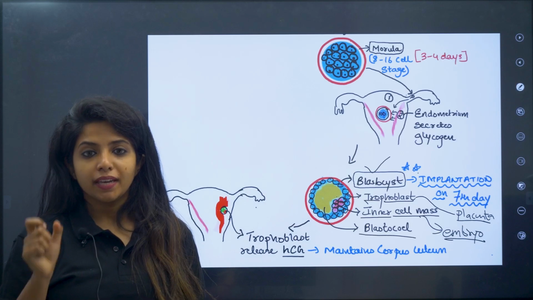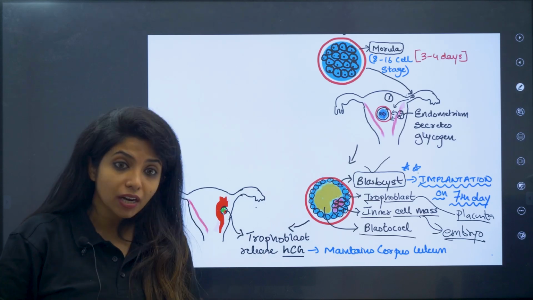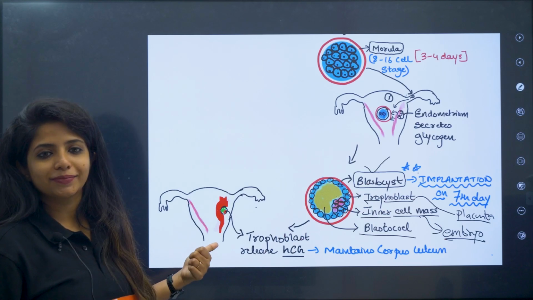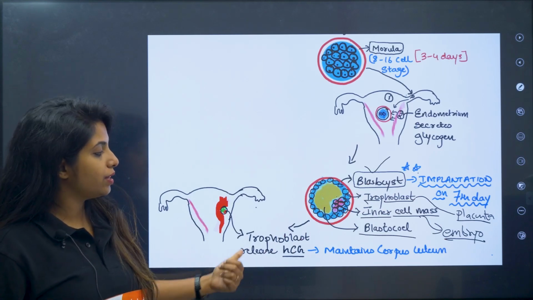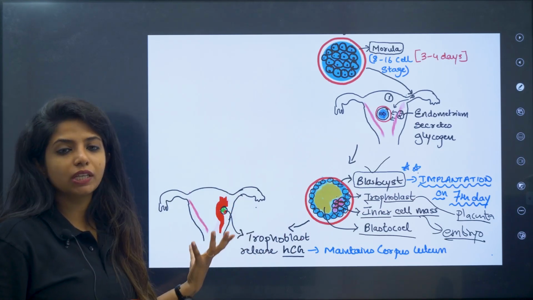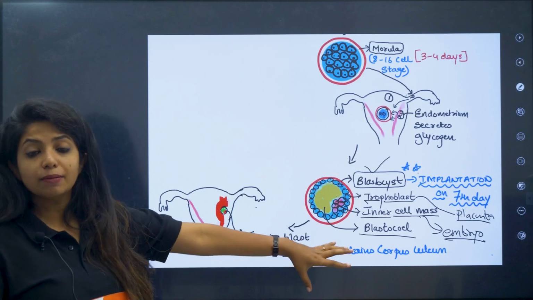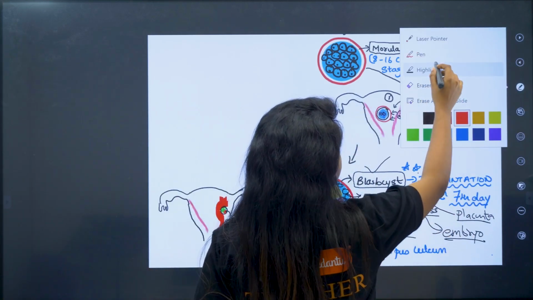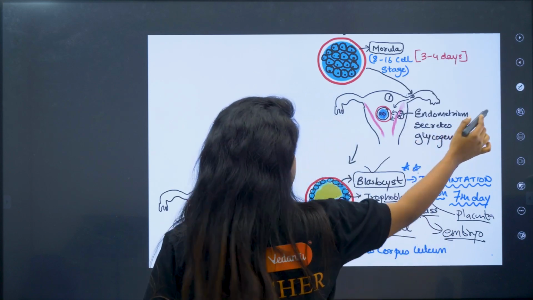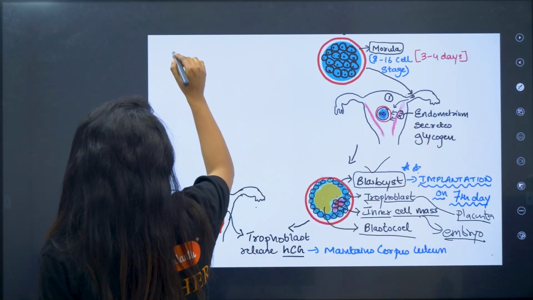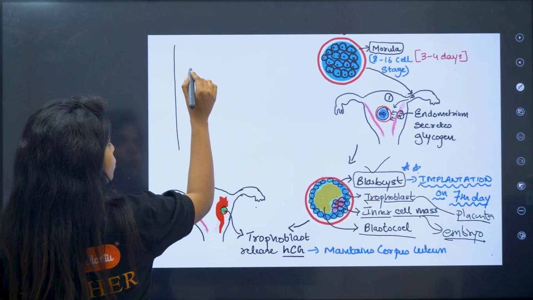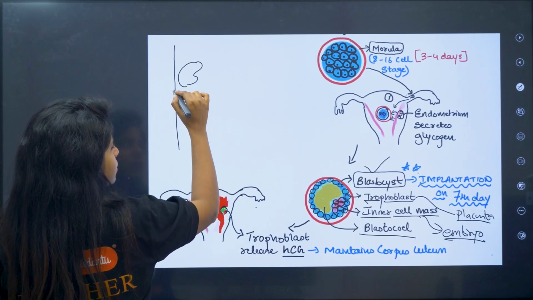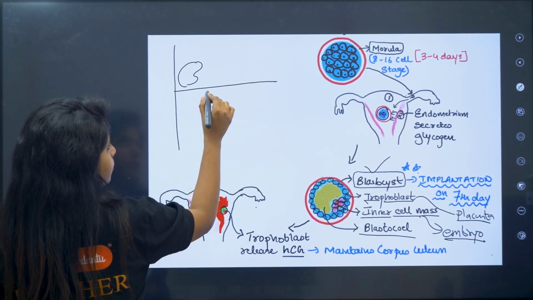HCG is a very important factor which starts to get released just the day after implantation, that is on the 8th day. On the 8th day, the trophoblast will be releasing HCG. And why do women have HCG? It helps in maintaining the corpus luteum. So if you remember, during the menstrual cycle, on the 14th day, the corpus luteum was there, right? The corpus luteum releases all things, that is the progesterone and everything.